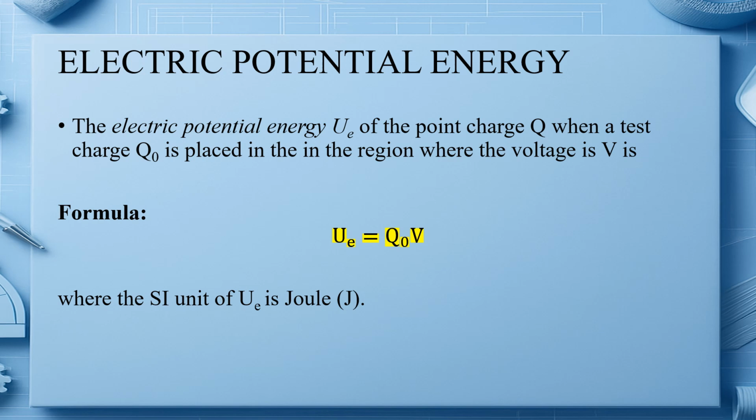The electric potential energy or UE of the point charge Q when a test charge QO is placed in the region where the voltage is V is UE is equal to QO times V, where the SI unit for UE is joule. So we have learned so far about the gravitational potential energy and the elastic potential energy. So here we have the electric potential energy. So they have the same unit, which is joule.